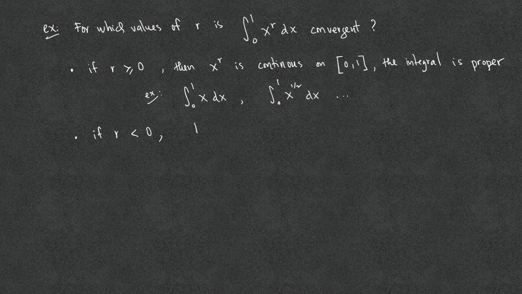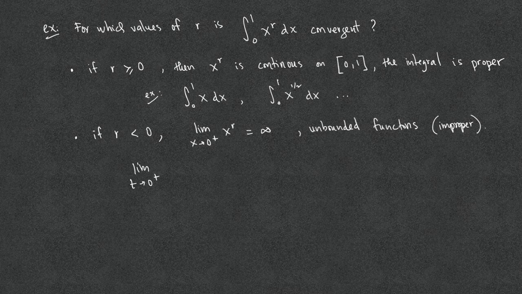If r is negative, then the limit as x goes to 0 from the right-hand side of x to the r is infinity. Thus, this is improper and we have to take the limit. We have the limit as t goes to 0 from the right-hand side of the integral from t to 1 of x to the r dx, which equals the limit as t goes to 0 from the right-hand side of x to the r plus 1 over r plus 1, evaluated from t to 1.